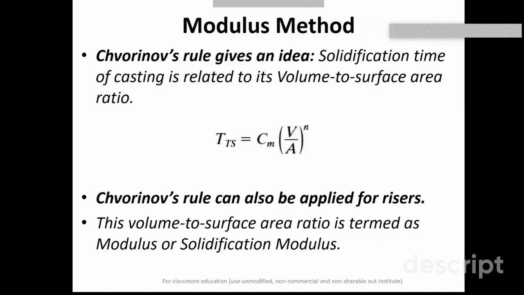The same formula, the solidification time formula for the casting, can also be applied for the riser. And here the term volume by area is termed the modulus, or in other words, it is also known as the solidification modulus. So if this modulus is high, then the solidification time period is also more. For a successful riser, the modulus of your riser should be greater than the modulus of your casting.